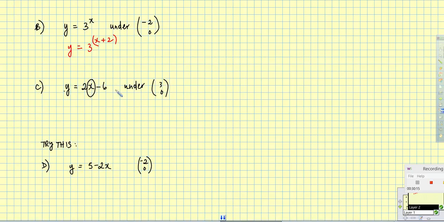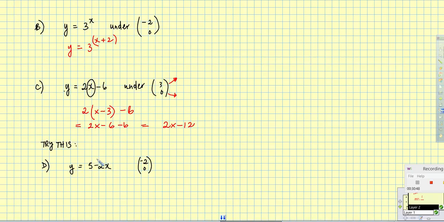If I have to do y is equal to 2x minus 6 under a 3, 0 translation, then 3, 0 means that I've got a horizontal movement of 3, and I've got a vertical movement of 0. So it'll become 2 times x minus 3 minus 6. And therefore, it'll go to 2x minus 6 minus 6, which will take it to 2x minus 12.